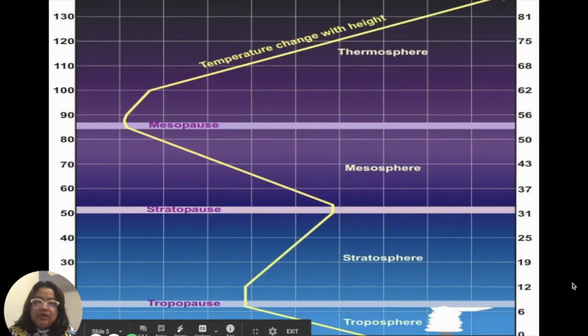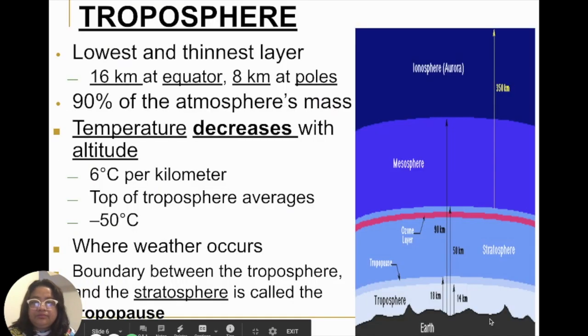Okay, so as you can see, I have here a chart. In this chart, the x-axis is the temperature, all right? And the y-axis is the height. Our zero temperature is right here. We will talk about this graph every time we discuss the layers. So let us start with the troposphere.